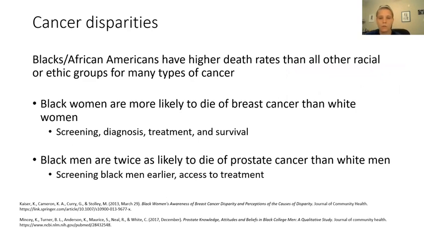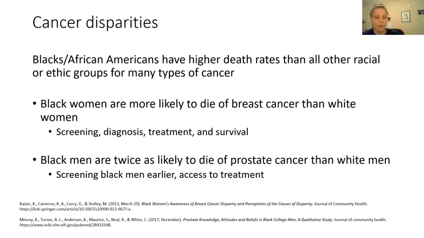So in regards to cancer disparities, I looked at a couple of articles talking about how Black people or African Americans have higher death rates than all other racial or ethnic groups for many types of cancer. Both of these papers are from the Journal of Community Health. The first one is a 2013 article called Black Women's Awareness of Breast Cancer Disparity and Perceptions of the Causes of Disparity. It found that Black women are 62% more likely to die of breast cancer than other ethnicities.